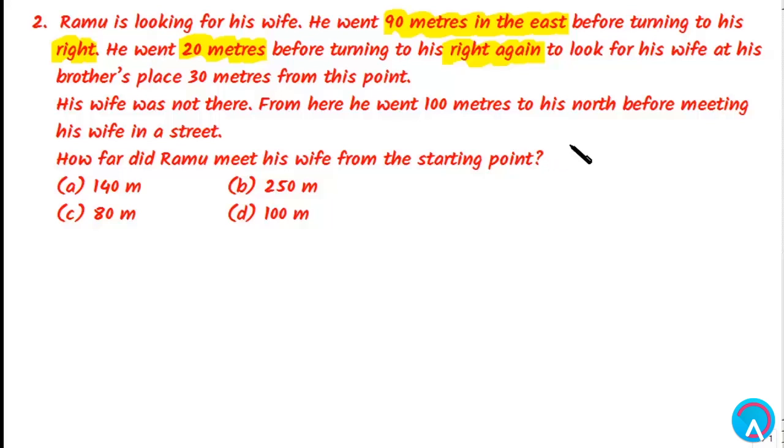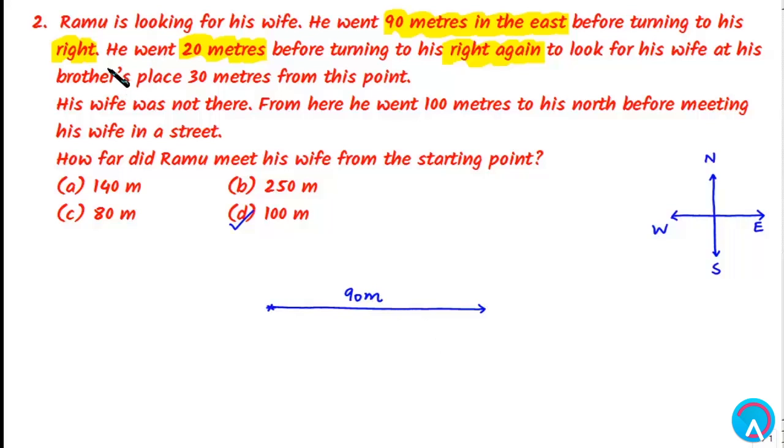Seems to be a complicated question, but never mind, we'll make it simple. These are the options. Let's see which is the correct option. Option D here is the correct option. So let's see how we arrive at the correct option here. So let this be the initial position of Ramu, and it is given in the question that he went 90 meters in the east first. So this is the east direction, and he's moving 90 meters in the east direction.